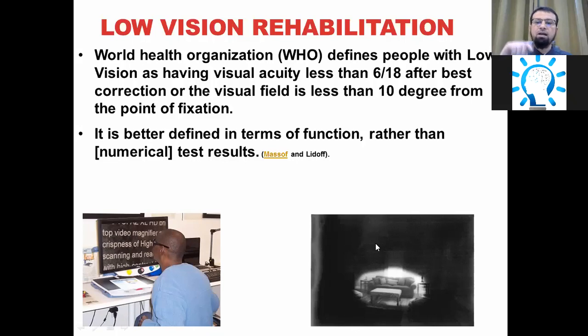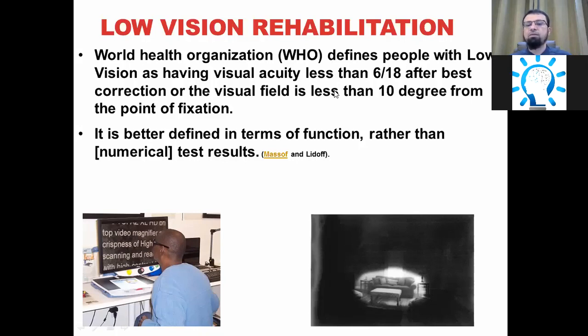This is one. The other case: if the patient can see, but the visual field is less than 10 degrees, meaning that the patient can only see in front of him, in a small circle, like if you are looking like this, with very limited vision. This is called low vision, as per the World Health Organization.